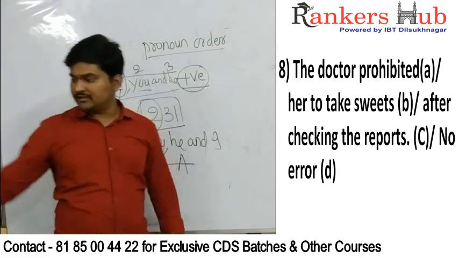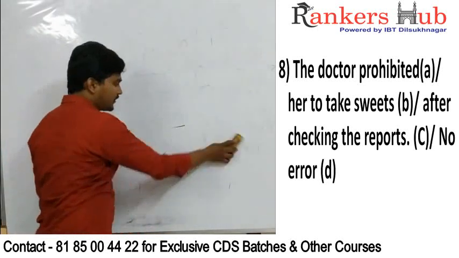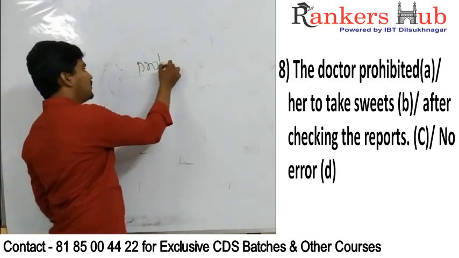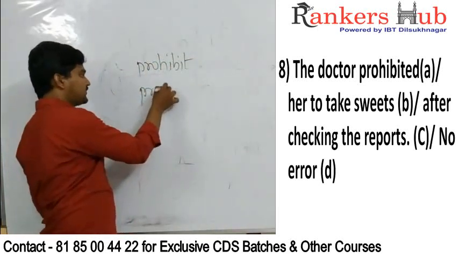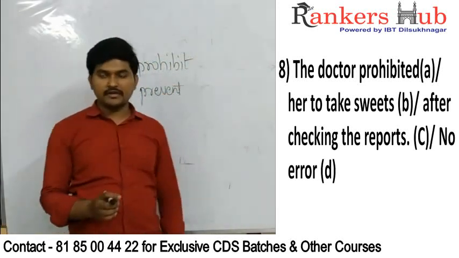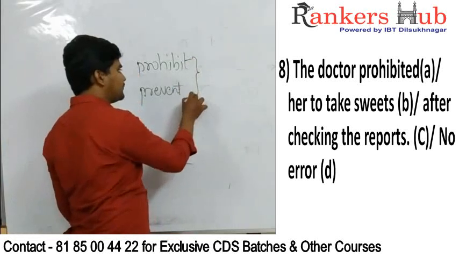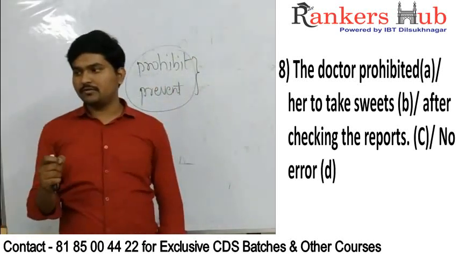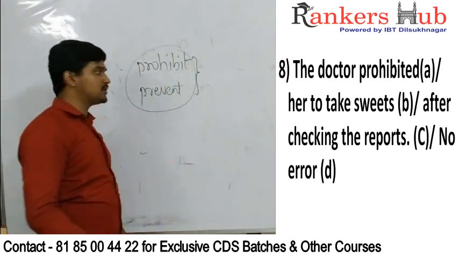There is a very easy rule that you need to know when you are solving such questions. You can see one word called prohibit in the statement. There are two words, prevent and prohibit, which are very similar. Whenever they are used in any sentence, they should be followed by... Observe in this statement, what is it followed by? The doctor prohibited her to take sweets, right? The doctor prohibited her to take sweets is incorrect.